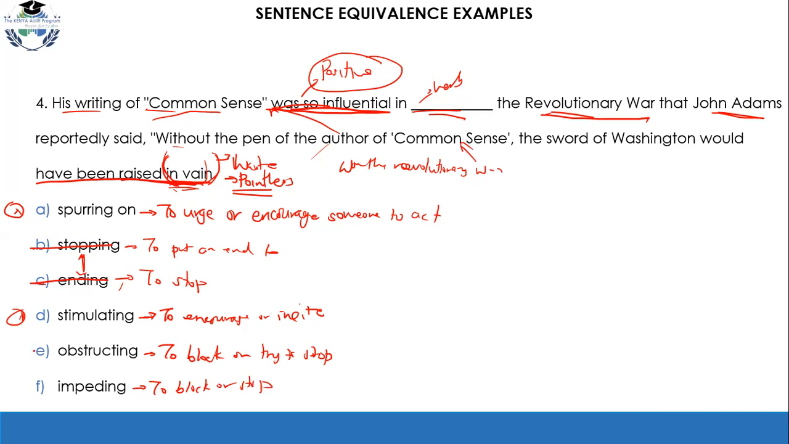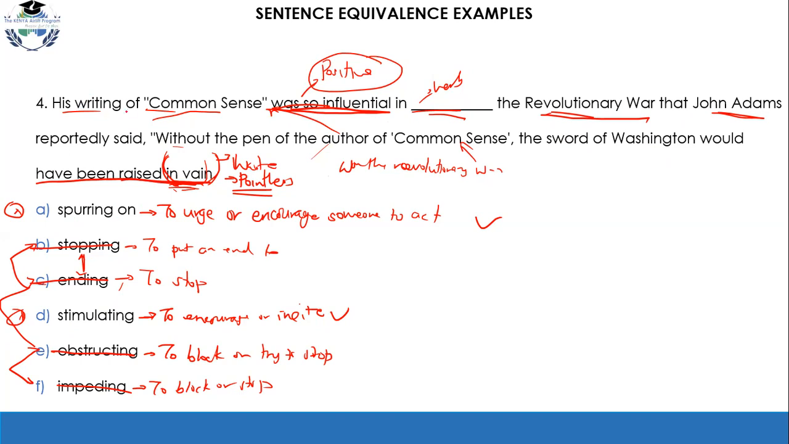So again, you see these two are synonyms. They mean the same thing as these two. So the only positive words here are spurring on and stimulating, which will make A and D the only two answers here that will make sense. So his writing of Common Sense was so influential in spurring on the Revolutionary War that John Adams reportedly said, without the pen of the author of Common Sense, the sword of Washington would have been raised in vain, right?